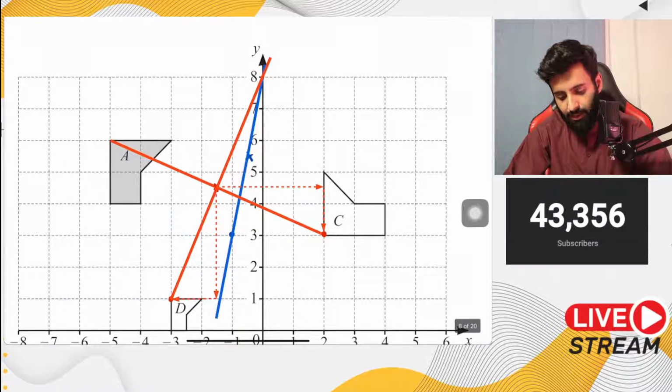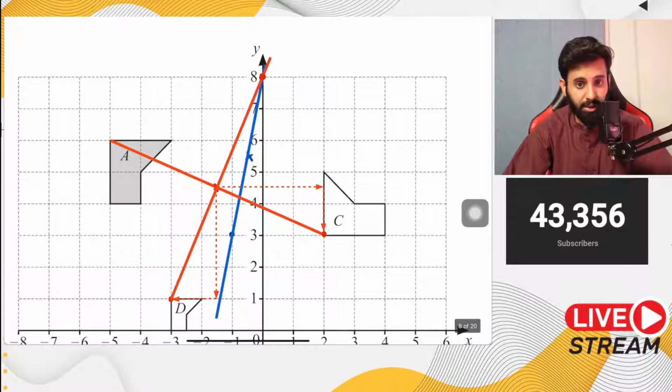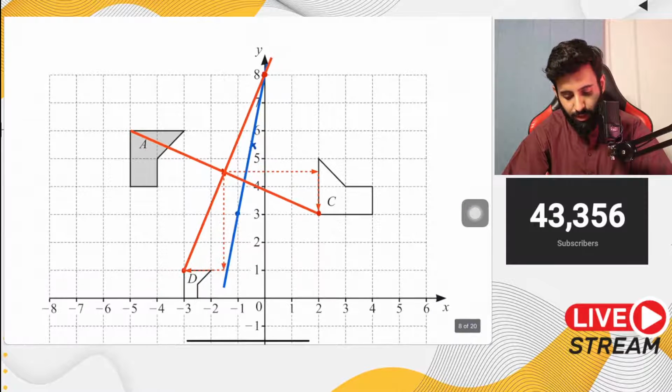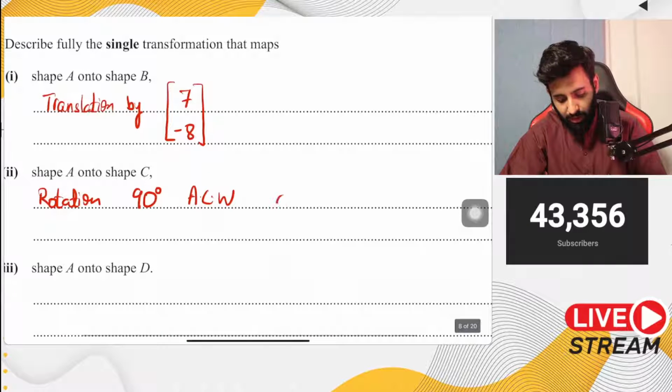And you will definitely have these 2 perpendicular bisectors intersecting at a certain point. And that point is your center of rotation. And what is that point? That point is 0,8. So center is 0,8.